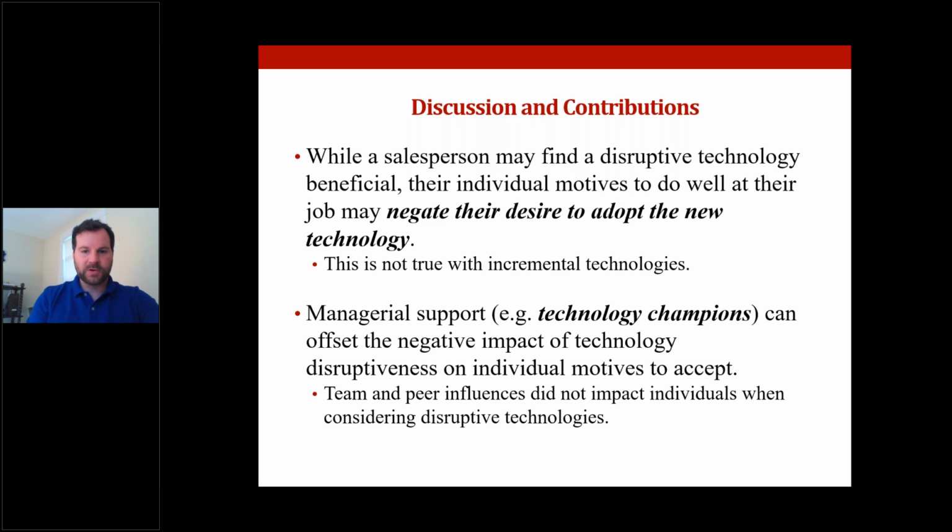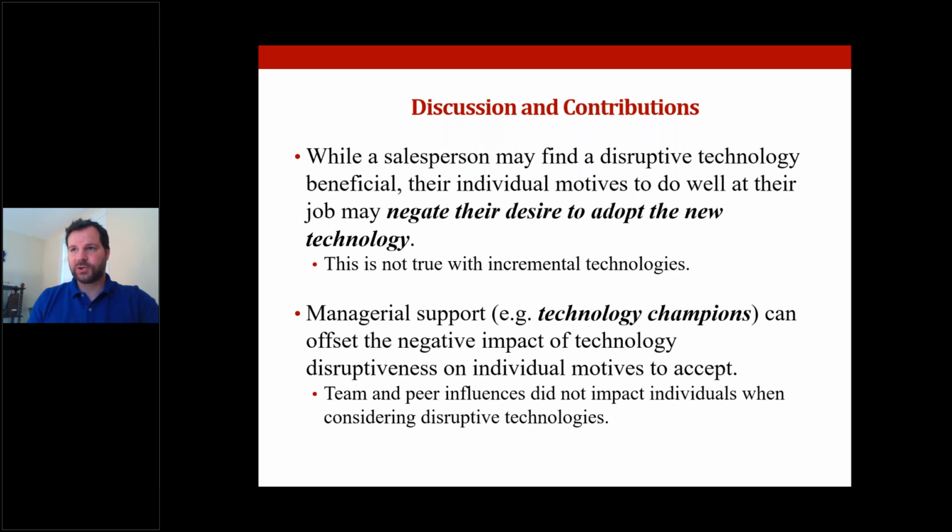And this is not what we found with incremental technology. So don't worry about it if the technology is really just, like I said, going from version 1 to version 2. If you need to update from one version of Microsoft Office to the next, not an issue. Like, we're used to that. But if it's really truly disruptive, that could be a problem. Having manager support is a big part of this.